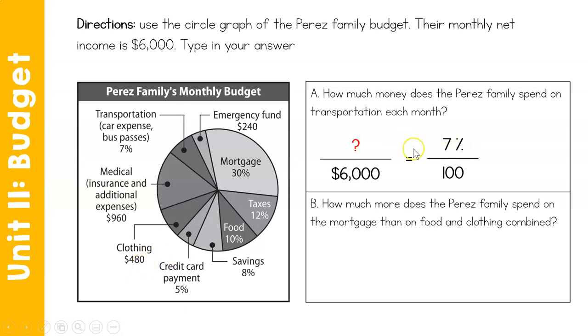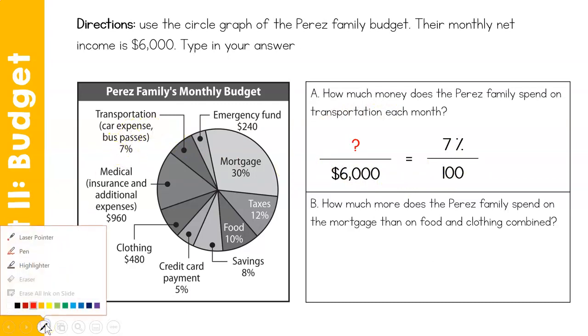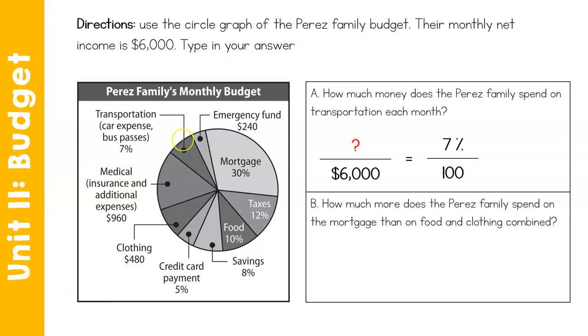Okay, so we're going to work through example A, and then I will leave the discussion open for you to put your answer in for example B. So example A says, how much money does the Perez family spend on transportation each month? So again, I set up my proportion. I look at transportation and it gives me that 7%. So if I'm looking at this pie chart, I'm looking at this area right here, okay? And it gives me that transportation is equivalent to 7% of my budget. Now again, I want to know how much is that 7% in dollars, and that's what we're solving for.